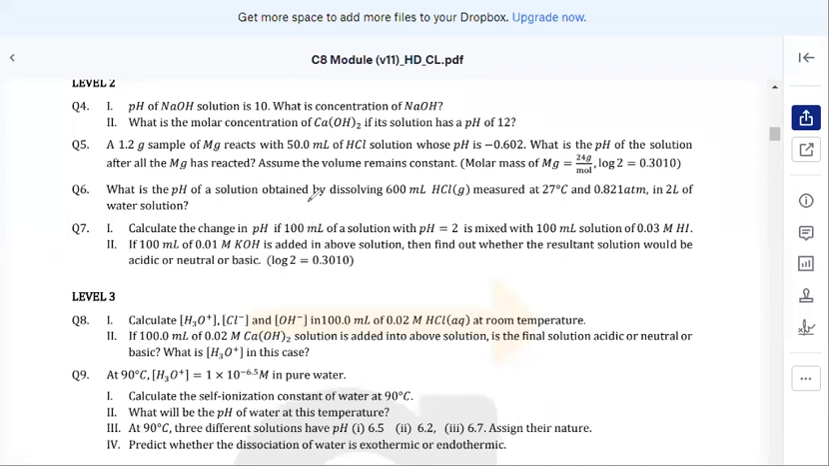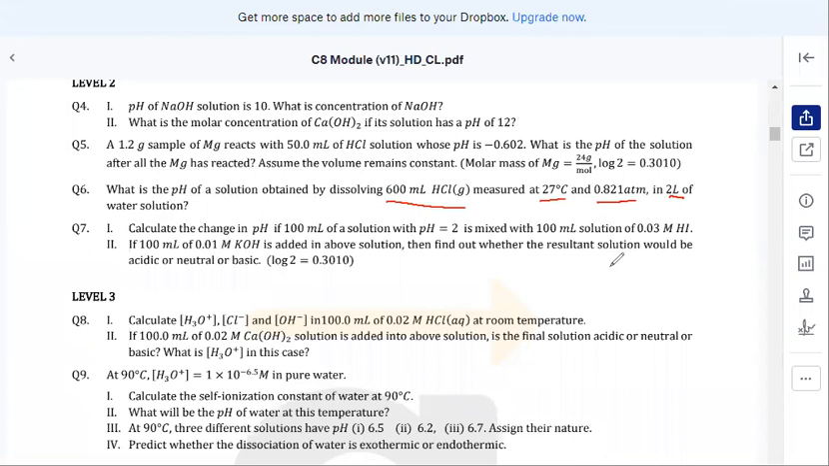What is the pH of the solution obtained by dissolving 600 ml of HCl at 27 degrees centigrade and 0.8 atm in 2 liter water solution? It is easy, right? Try to find it. You just have to use PV is equal to nRT. Yes or no? Right? Yes.